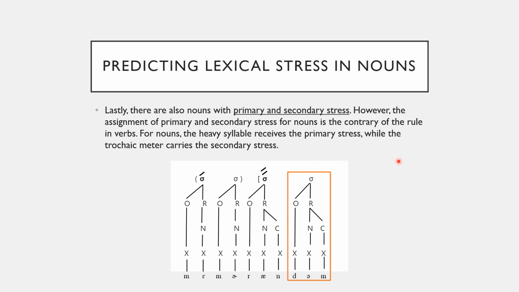So after the disappearance of the extra prosodic syllable, we give a lexical stress to the penultimate syllable because it is a heavy syllable. At the same time, if we combine these two syllables, we also assign a lexical stress to the first syllable because according to the trochaic meter, this is a stressed syllable. However, unlike in verbs, we assign the primary stress to the heavy syllable and the secondary stress to the trochaic foot.